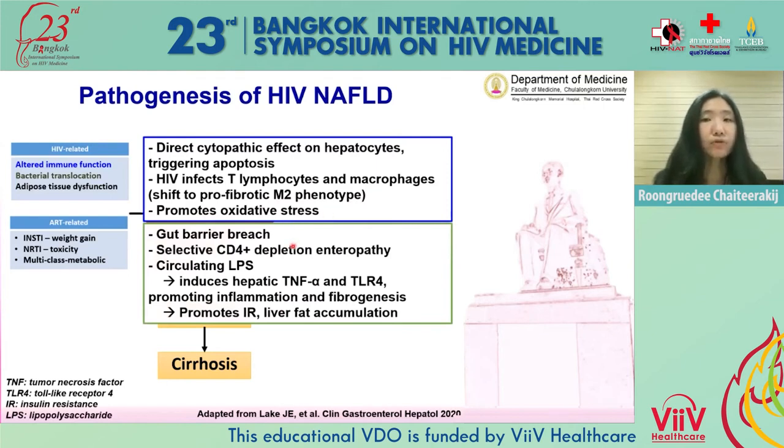Those with HIV infection have an impaired gut barrier, causing bacterial translocation. Lipopolysaccharide, or LPS, of the bacteria in the blood circulation can induce hepatic TNF-alpha and TLR4, which promote inflammation and fibrogenesis, and also insulin resistance in the liver. Importantly, these changes are not fully reversed with ART, resulting in persistent inflammation.